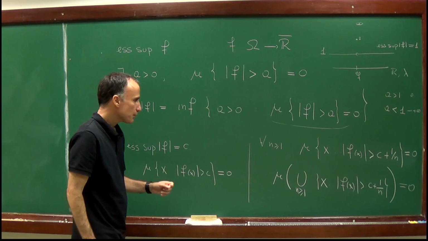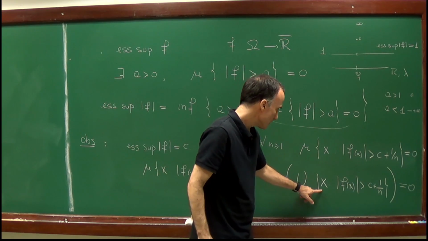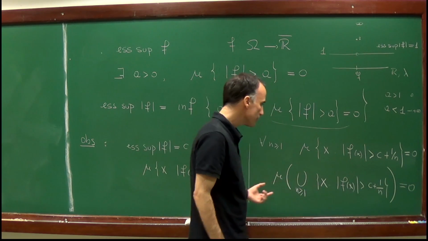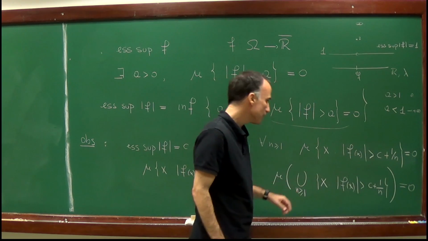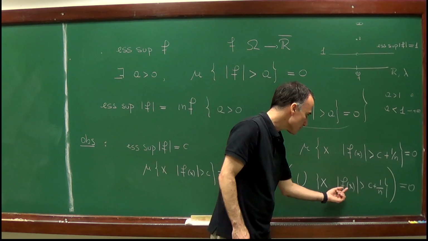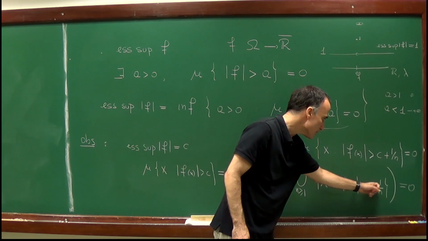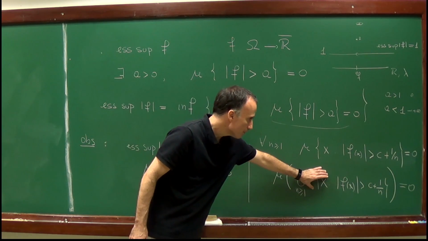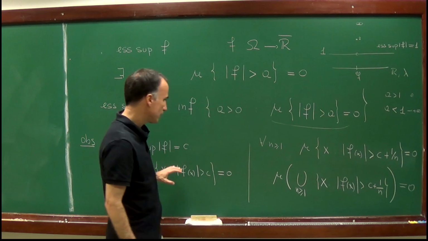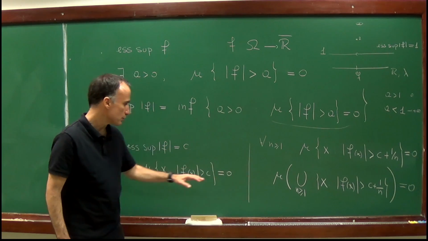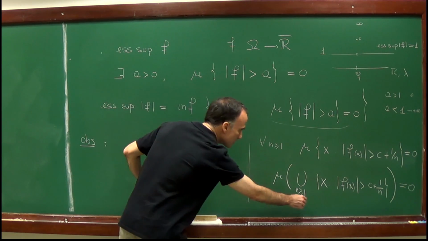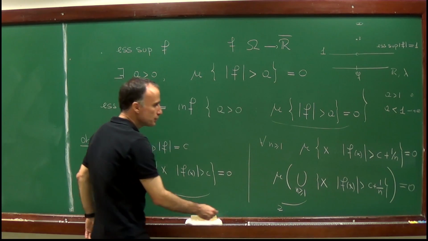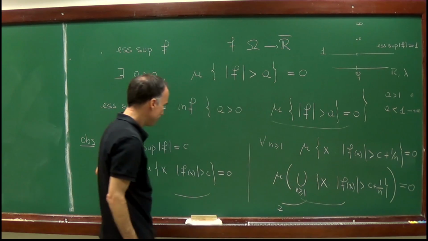First of all, observe that this union is contained in that set. To show that the union is contained, I have to show that each set is contained. But this is easy because if f of x is larger than C plus 1 over n, then it's also larger than C. So each set here is contained here, and therefore the union is also contained.